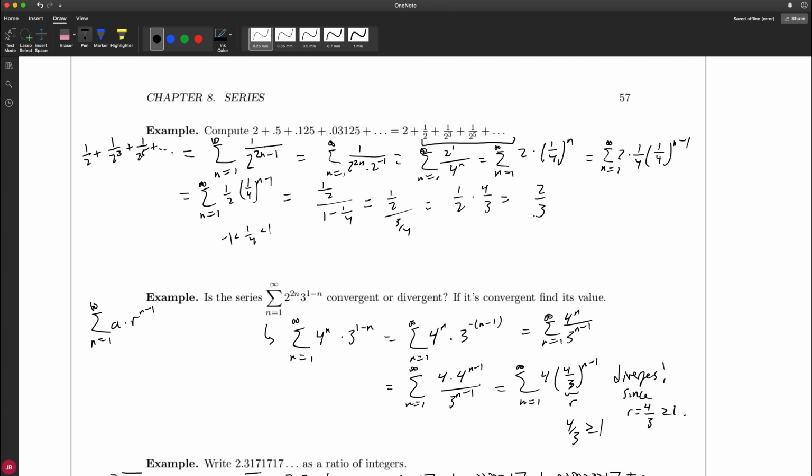Now, this is not the final answer, right? I need to add 2. So 2 plus 0.5 plus 0.125, etc. equals 2 plus 2/3, which is 8/3.